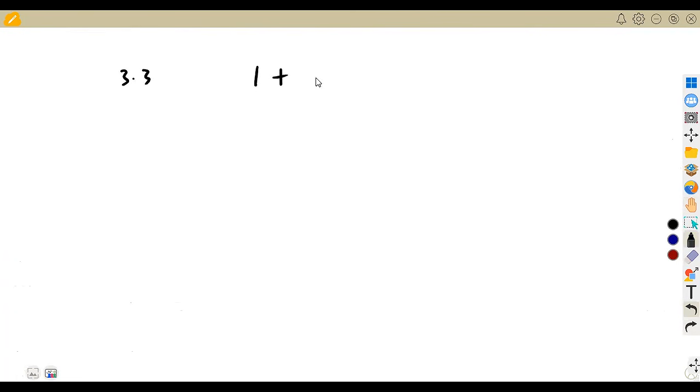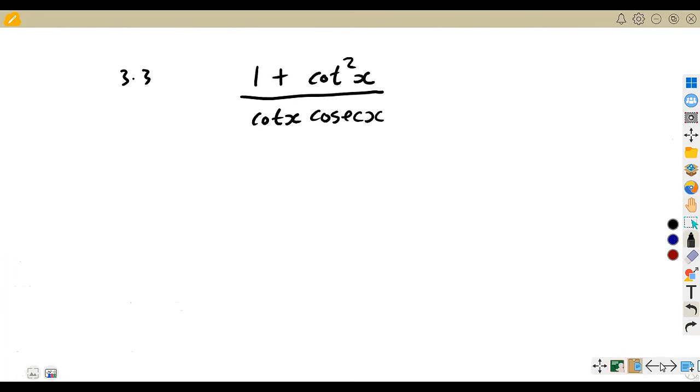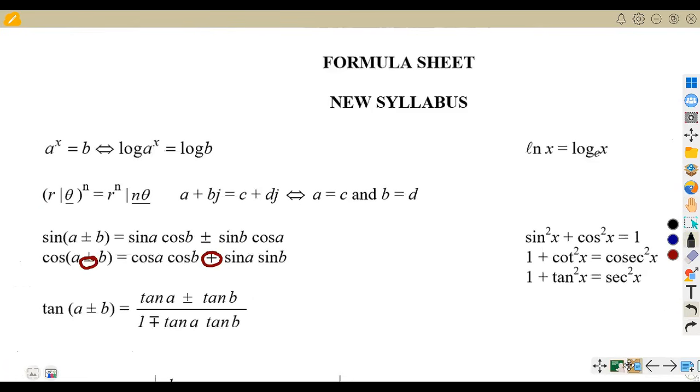There we are given 1 plus cot squared x, everything over cot x cosec x. So there we just have to play around with our identities. I just want you to get back to your formula sheet and see some of the other things that you're given. Like I said, most of the things they're not given, so you have to know them by heart. Here we've got something you're given from our Pythagorean identities: 1 plus cot squared x is equal to cosec squared x.